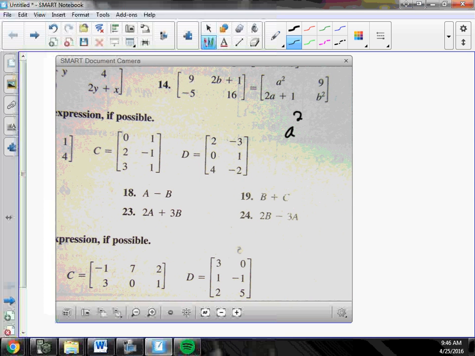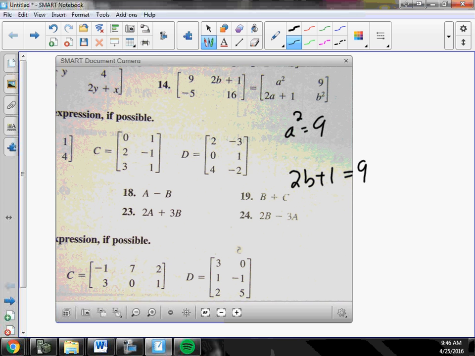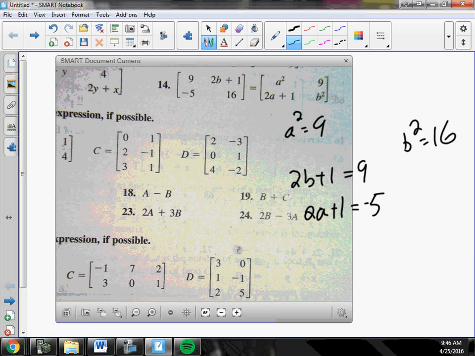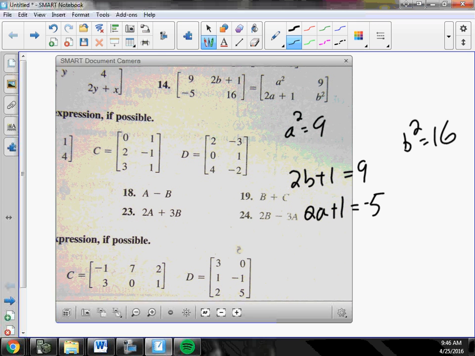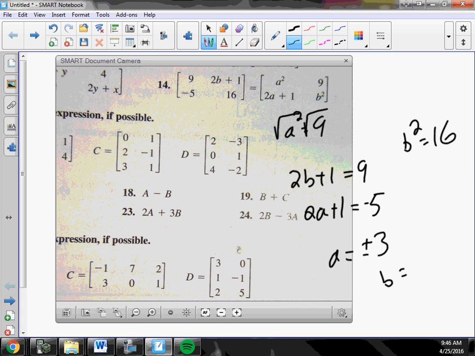So a squared equals 9, and 2b plus 1 equals 9, and 2a plus 1 equals negative 5, and b squared equals 16. So a would be equal to plus or minus 3. So if I square root these, plus or minus 3. And b is equal to plus or minus 4.